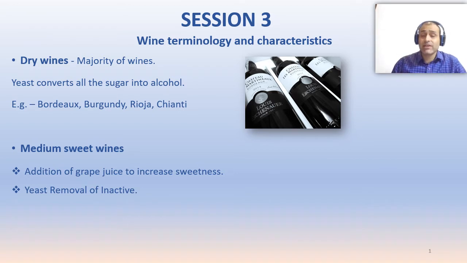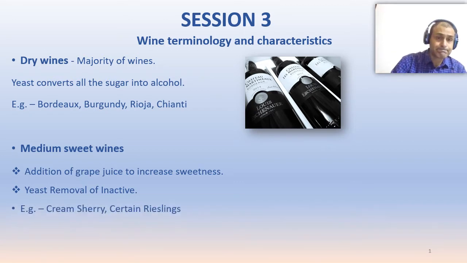So you still have some residual sugar left in it because the yeast was made inactive during the process of fermentation. It was not allowed to convert all of the sugar into alcohol. Thus, you get a medium sweet wine. Examples: cream sherry is one of them. In cream sherry, you add some grape juice, or you add some wine which is rather sweeter actually. And then there are certain Rieslings.